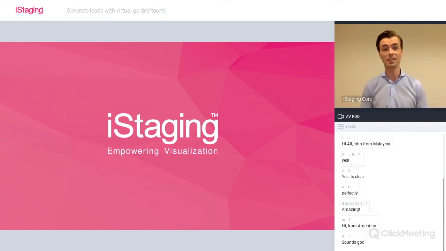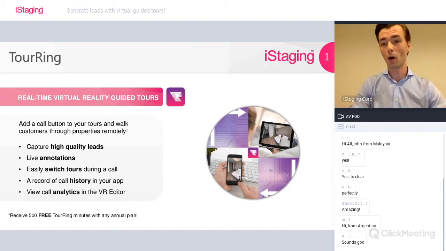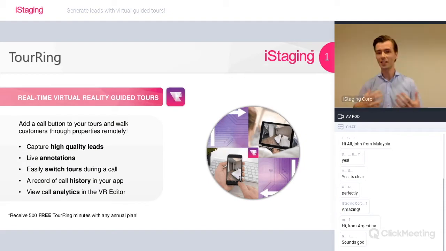So let's get started. First thing I want to do is just tell you about what touring really is. So touring is an additional feature that is on top of your virtual tour subscription, your virtual tour account that you might already have. So this is something that you can only use if you already have your account with iStaging. You can create one at iStaging.com. But imagine that you've created your tour. And let me sort of set the scene for you.